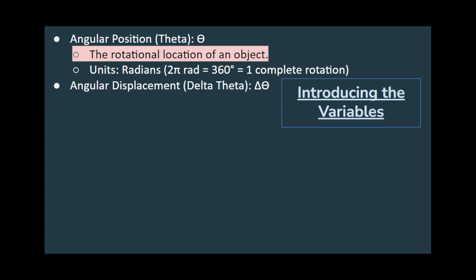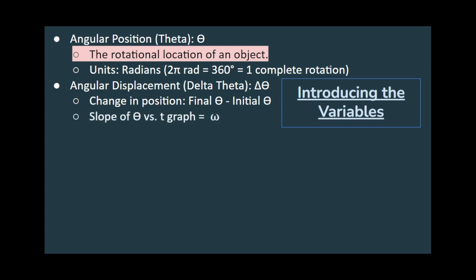Next, we're going to talk about angular displacement, and displacement is really just saying the change in position. So we remember that this little triangle right here means delta, so delta theta is angular displacement. And like we said before, the change in position is really just our final position minus our initial position. Nothing new here.